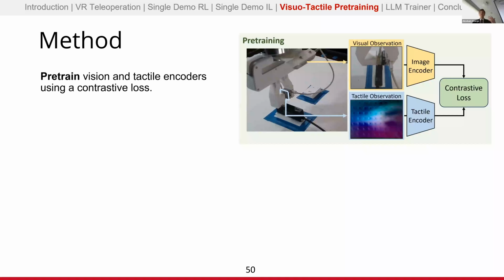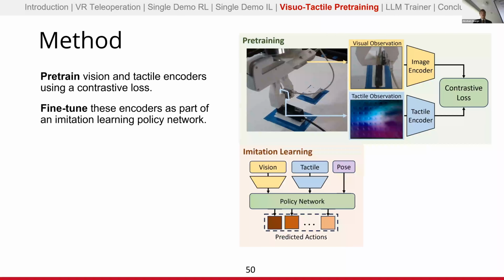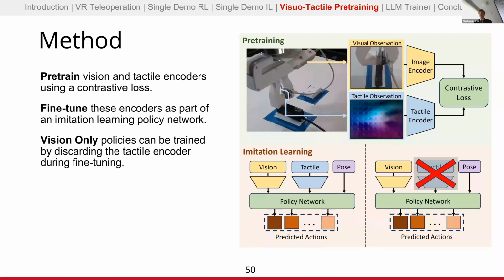So we begin by using a pre-training method in order to align our vision and tactile observation spaces. Once we've pre-trained these encoders, we then fine-tune them as part of an imitation learning policy network. In this case, we used ACT and diffusion policy. And importantly, we also tested this with vision-only policies. So we do that visual tactile pre-training, but then at inference time, we only use vision information. So the tactile information is used to teach the robot how to do the task, but it is not used by the robot whenever it's actually executing that task.